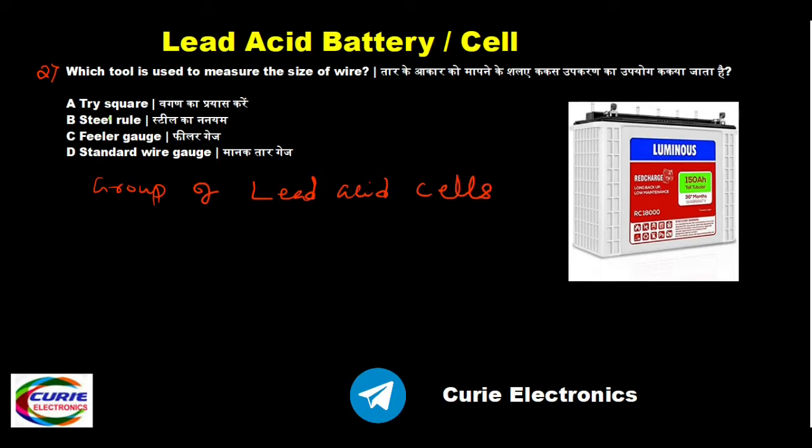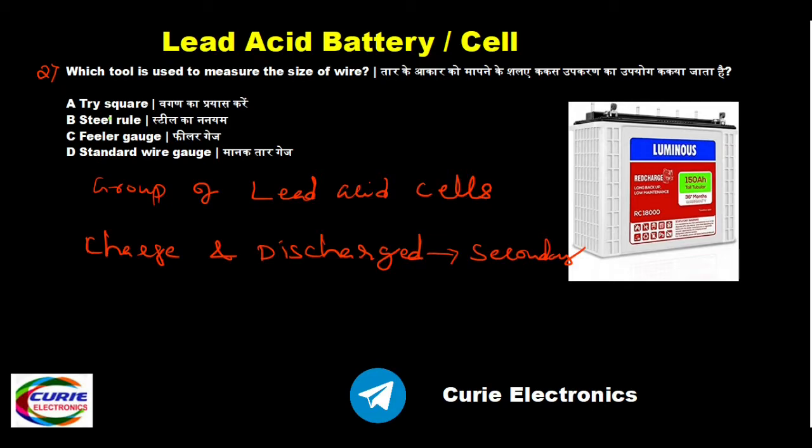And what is the specialty of this lead acid battery? This can be charged and discharged. We can charge this battery. So it belongs to what category of cells? Primary or secondary? It is secondary because we can charge and discharge. Primary cells just use and throw, like our dry cell. But these lead acid batteries are rechargeable batteries.